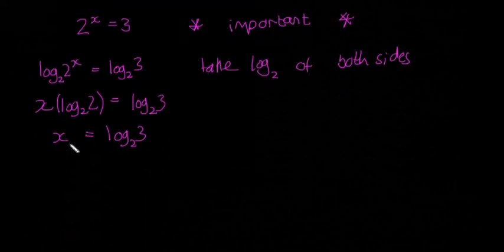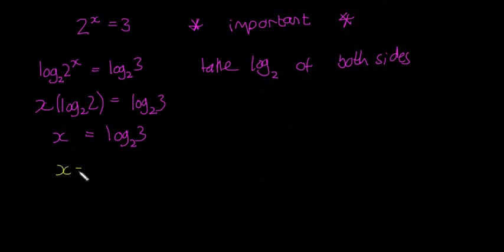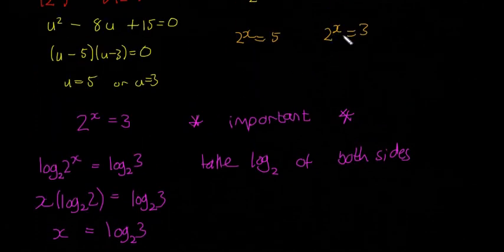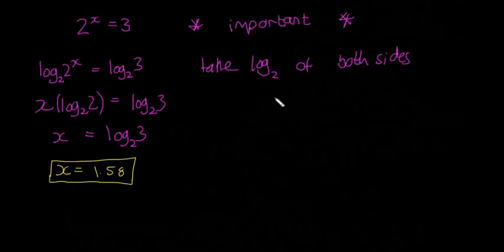So I'll do that in yellow. The answer is going to be x is equal to 1.588, I think. I'll just leave it at 1.58, and you can put as many decimal points as you want. So then quickly, I'm just going to do the same for 2 to the power of x is equal to 5, but it's going to be the same method. So 2 to the power of x is equal to 5.